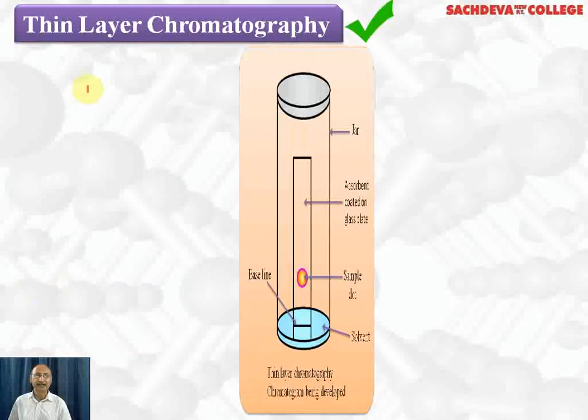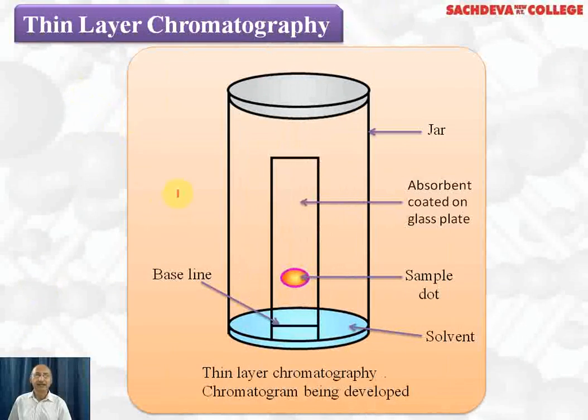Next we are taking thin layer chromatography. In thin layer chromatography, this is a glass sheet, and on this glass sheet we prepare silica gel. How to prepare silica gel? Take the silica gel and dissolve it in water. Dissolve it in water means make a paste in water. It won't be soluble in water. You will get a white paste in water.